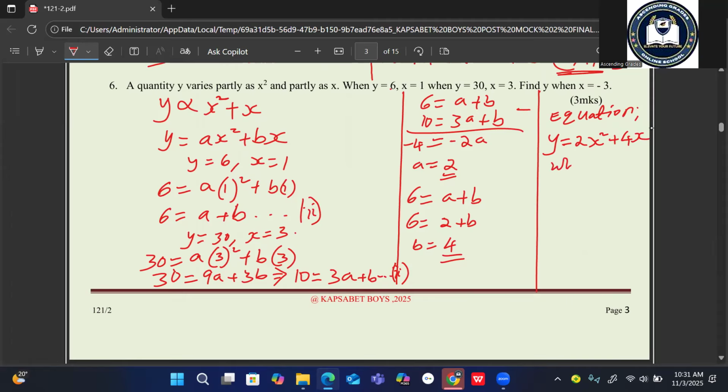So when x is -3, y will be equal to 2 into -3 squared plus 4 into -3. So that one gives us +6. That is the solution of that question. It needed the knowledge of partial variation, and we have already obtained it. So from there we go to the next number, that is number 7.